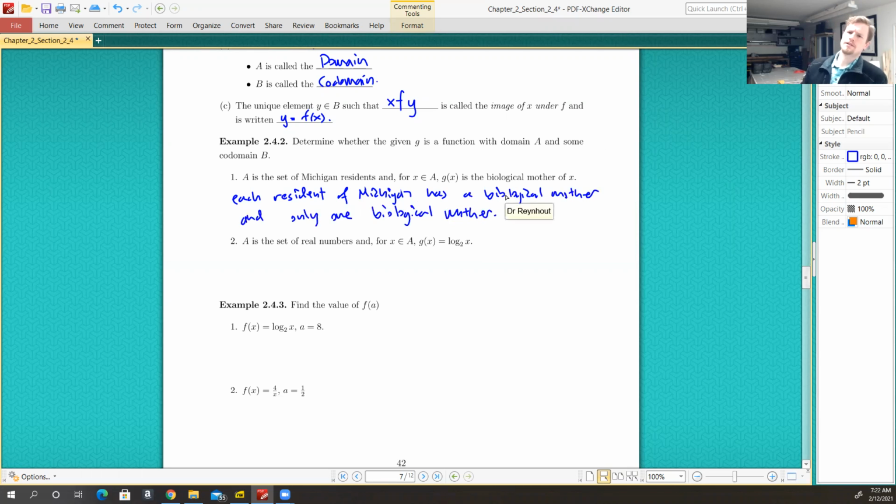If you would like to argue that, that's not an argument for you to have with me, you can go talk to one of the biology professors about a biological mother and how many each person has. All right, but here, yes, definitely. Everybody has exactly one. Yes, it is a function. This is a function.